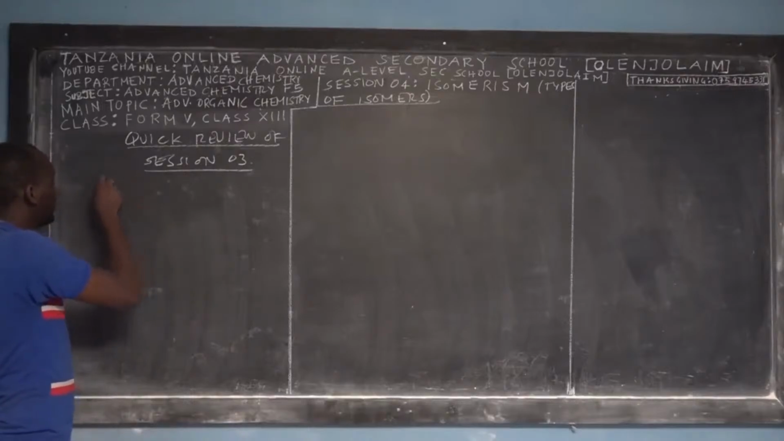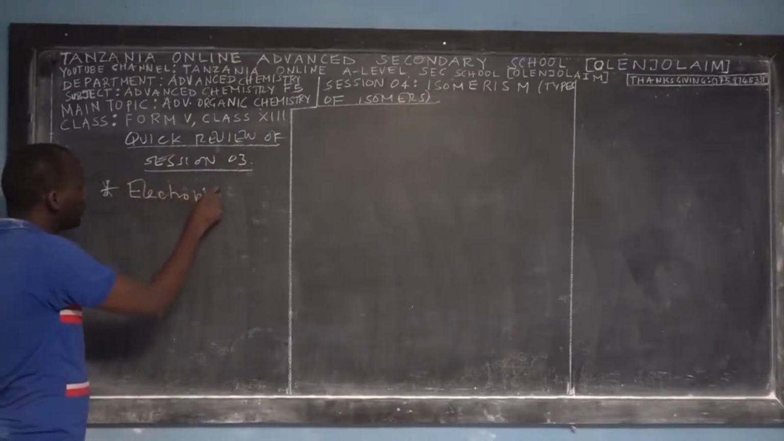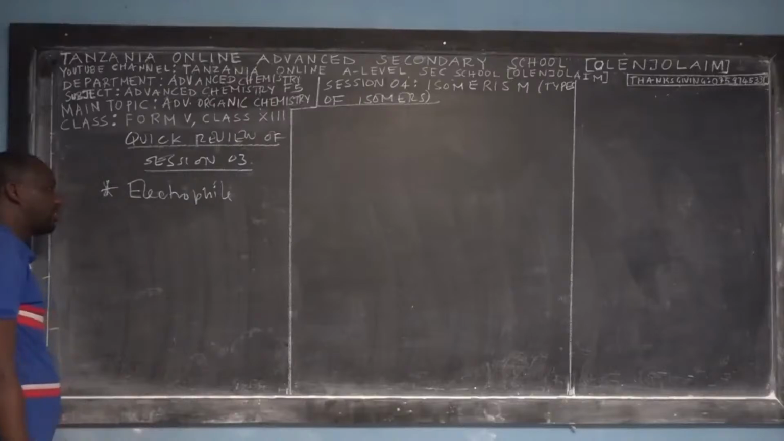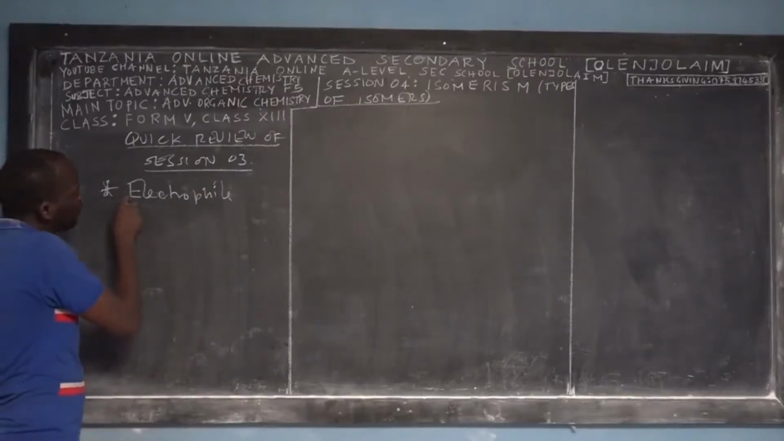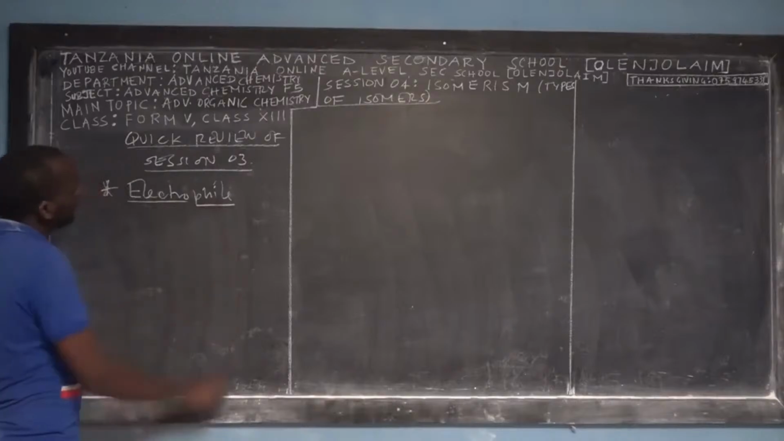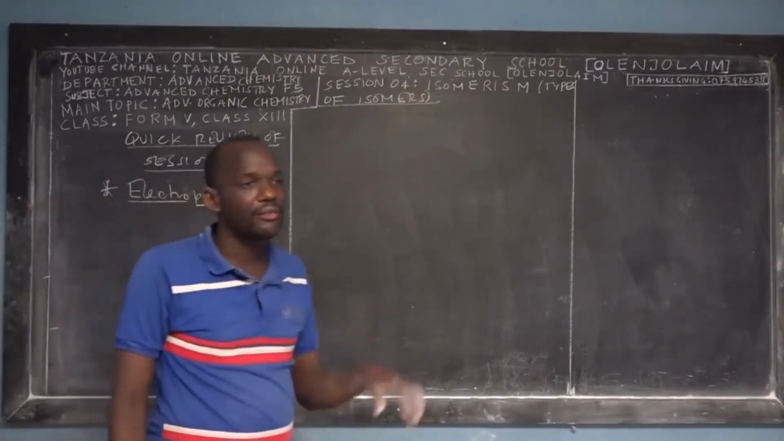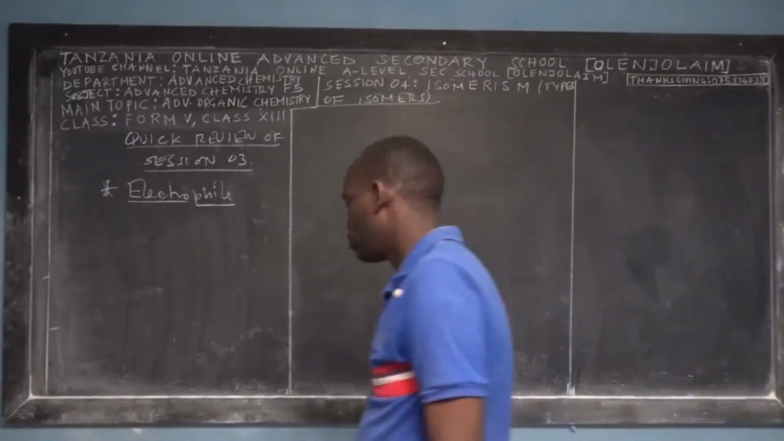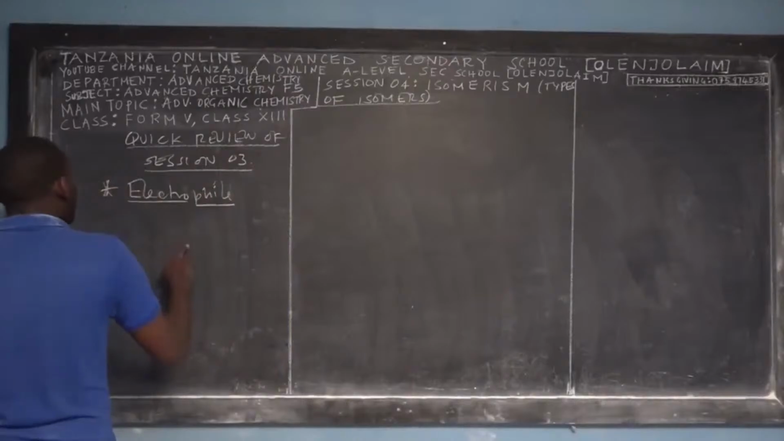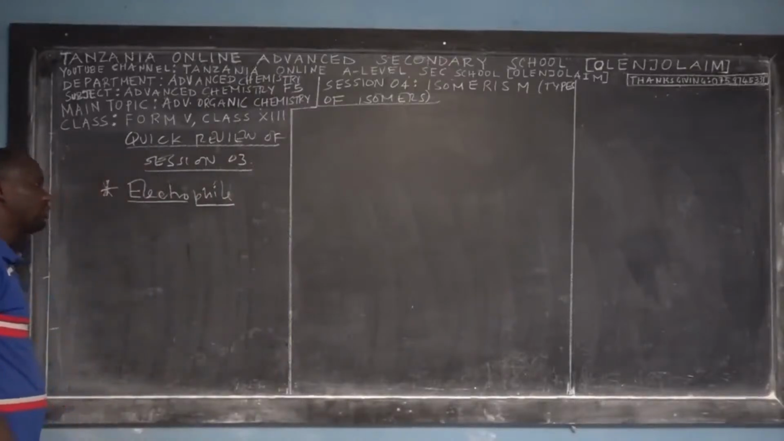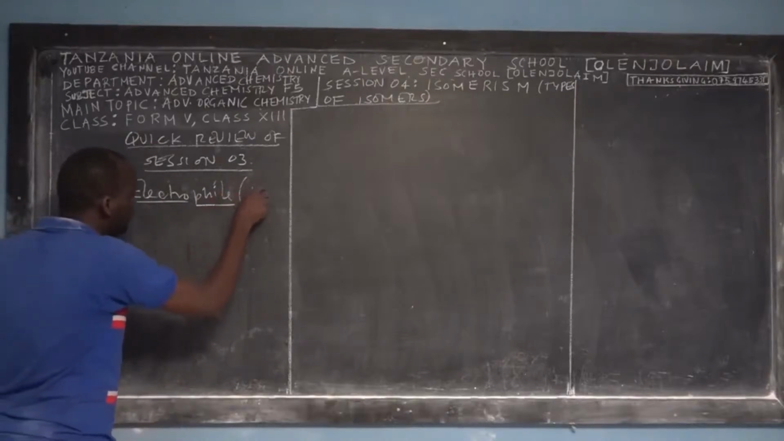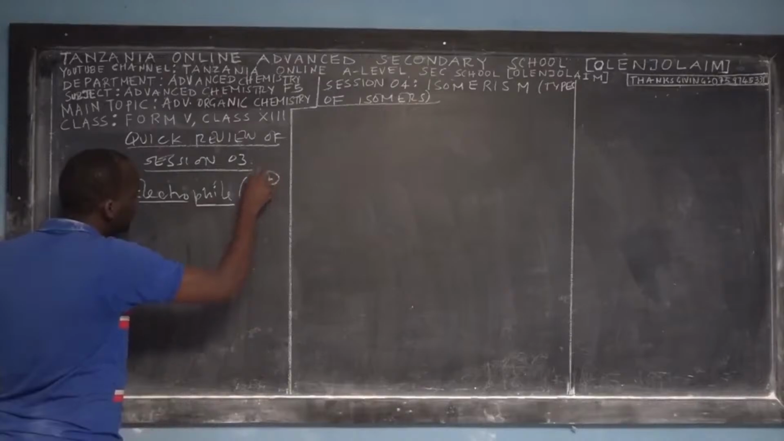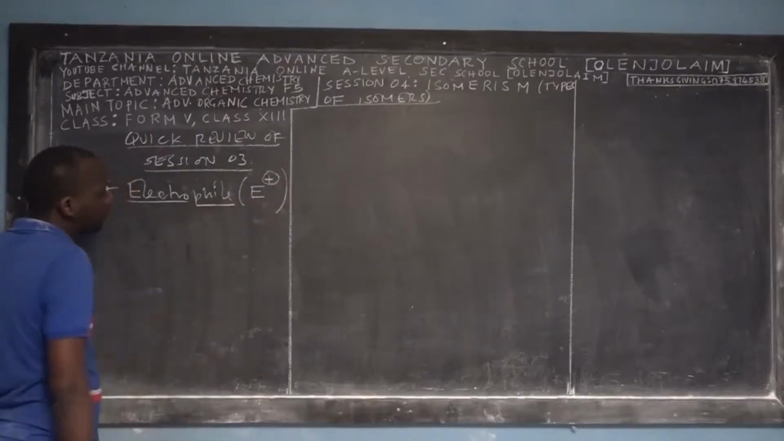Firstly, we introduced the meaning of the terminology electrophile. Electrophile is a combination of two words: electro and phile. Electro means electrons, and phile means love. So an electrophile loves electrons. It is deficient in electrons, so it loves more electrons as much as it can. This is the symbol we use for an electrophile in chemical reactions.